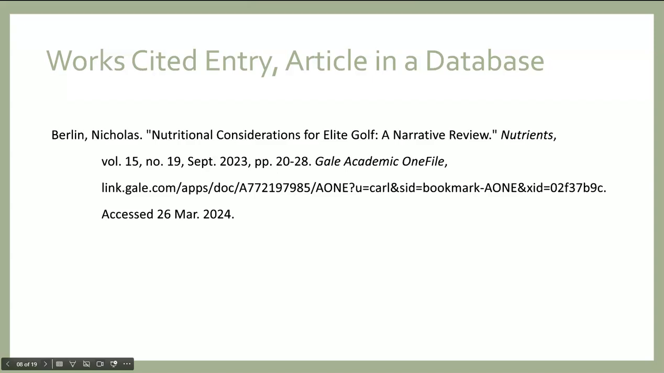When you have an article that's in a library's database, then we're going to have two containers for the citation, and container titles are italicized. The first container is going to be the journal that the article is housed in. This journal title is Nutrients. Next are the volume and issue numbers of the journal. That's the number element for the first container.